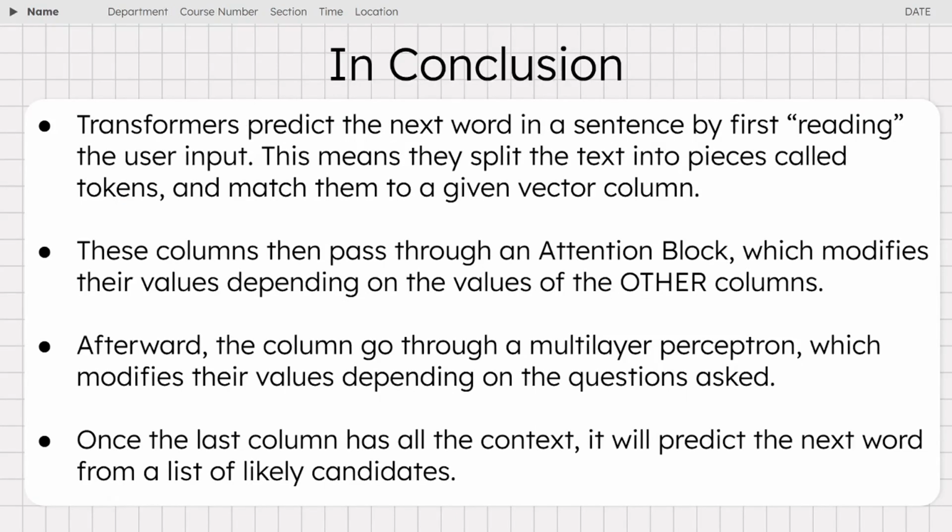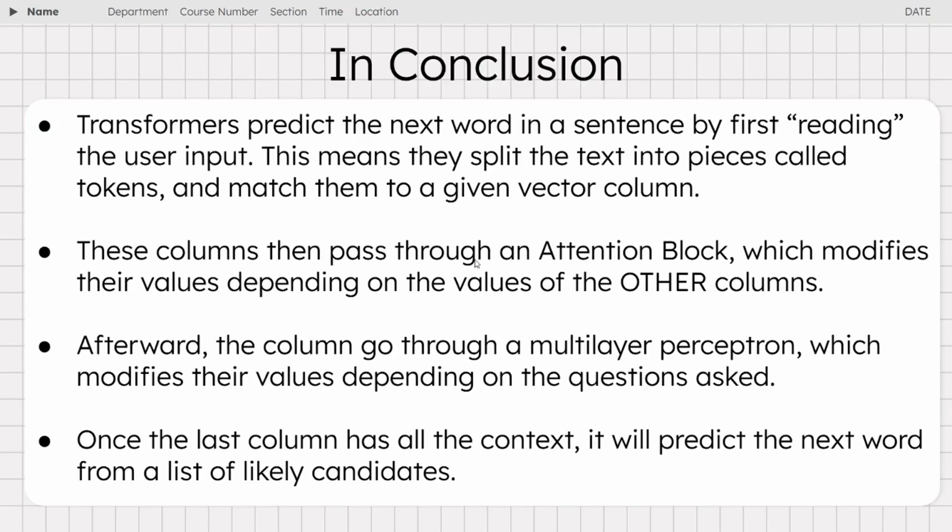In conclusion, transformers predict the next word in a sentence by first reading the user input. This means they split the text into pieces called tokens and match them to a given vector column. By default, a transformer should already have a dictionary of all the possible words and their meanings, and the meanings of the words are in the form of a vector column, like a list of values that tell you what the word means.